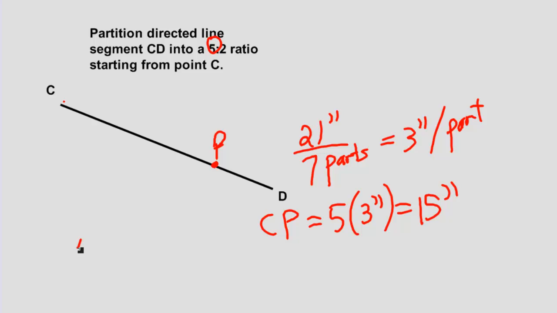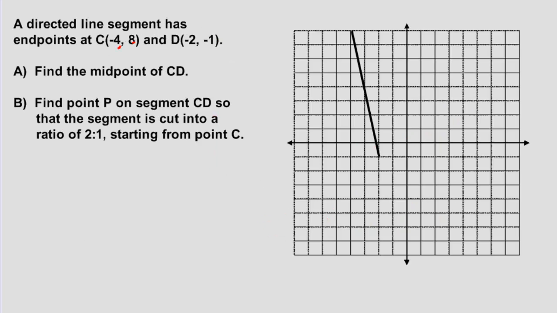Done. Now most of the time on these kind of problems, they will give you not something you have to measure with a ruler, but rather something on a coordinate plane. I didn't label my endpoints. Shame on me. C, D. It's a directed line segment, meaning you're starting at C and going across toward D.